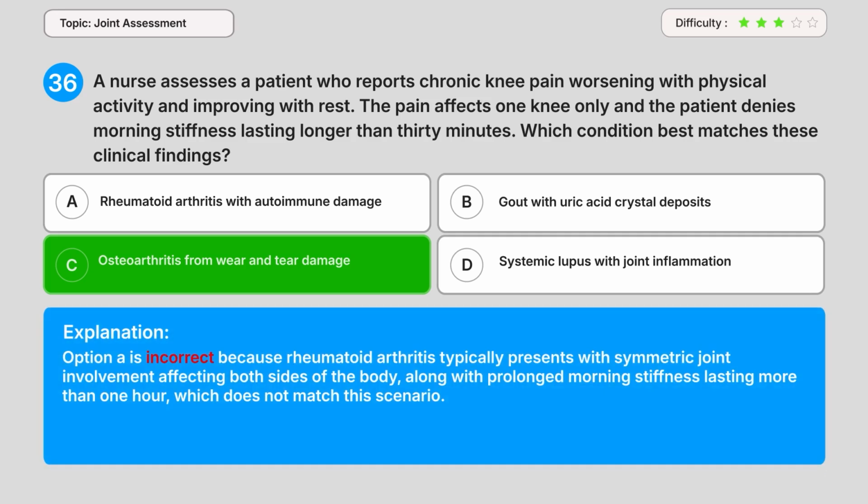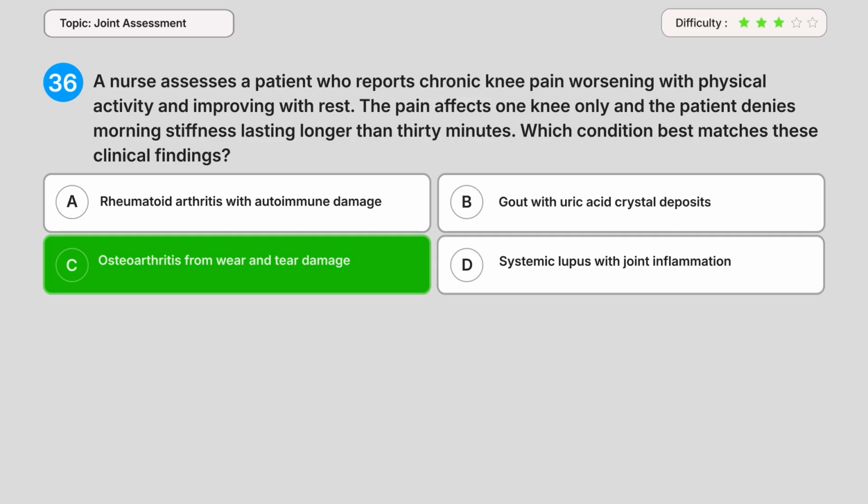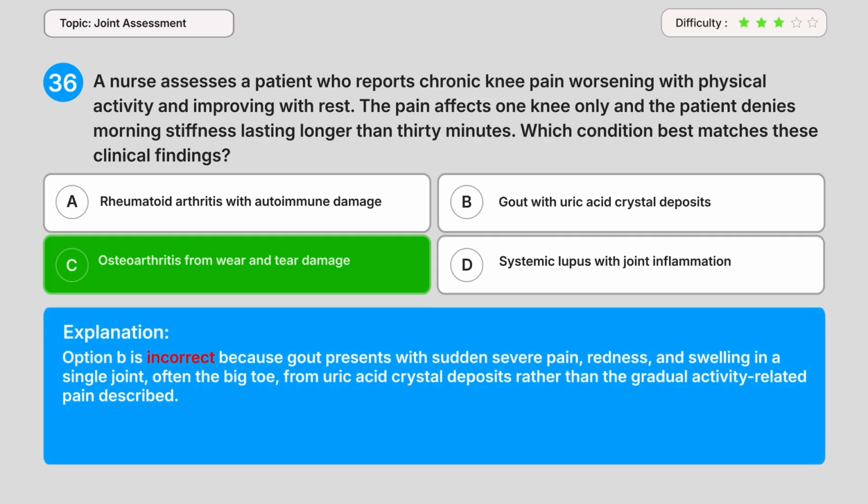Option A is incorrect because rheumatoid arthritis typically presents with symmetric joint involvement affecting both sides of the body, along with prolonged morning stiffness lasting more than 1 hour, which does not match this scenario. Option B is incorrect because gout presents with sudden severe pain, redness, and swelling in a single joint, often the big toe, from uric acid crystal deposits rather than the gradual activity-related pain described.